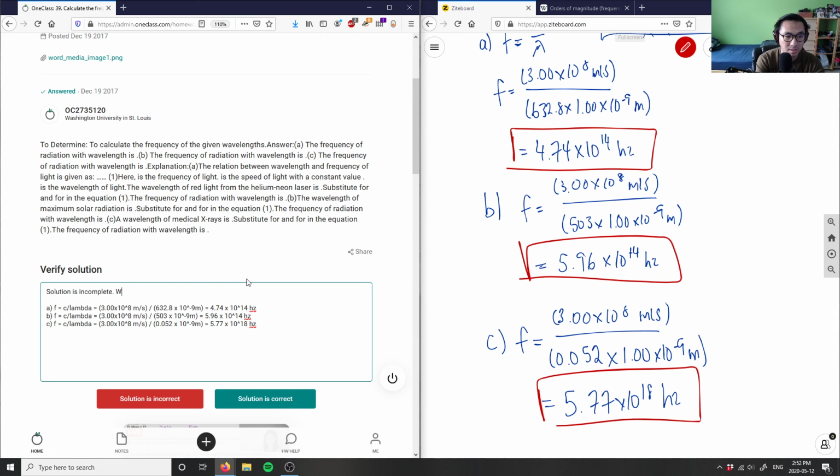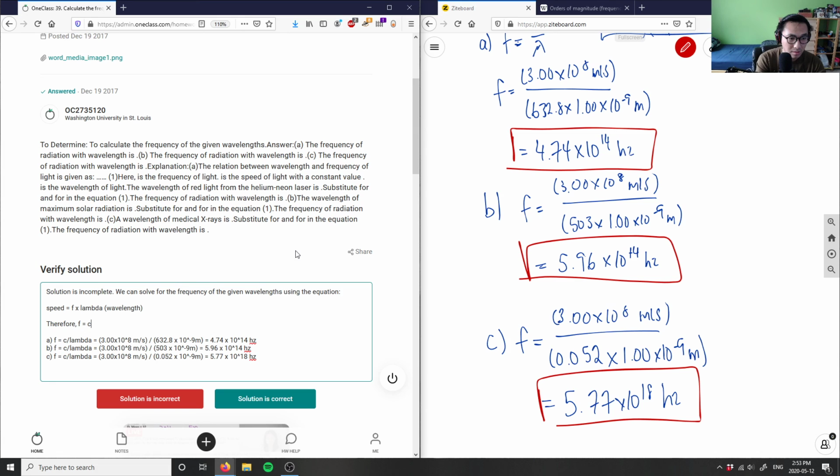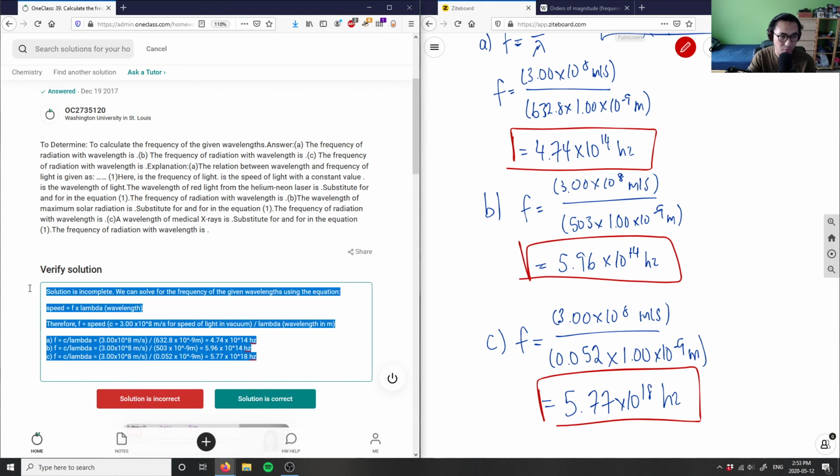And solution is incomplete. And then we can say we can solve for the frequency of the given wavelengths using the equation speed of light equals our f multiplied by lambda, which is our wavelength. So therefore, f equals c divided by lambda. In this case, c equals 3.00 times 10 to the 8 meters per second for speed of light in a vacuum, divided by our lambda, which is our wavelength in meters. So that's going to be our solution here. So we can say this solution is incorrect because, again, it's a very incomplete solution, and these here would be the numbers for this solution here.